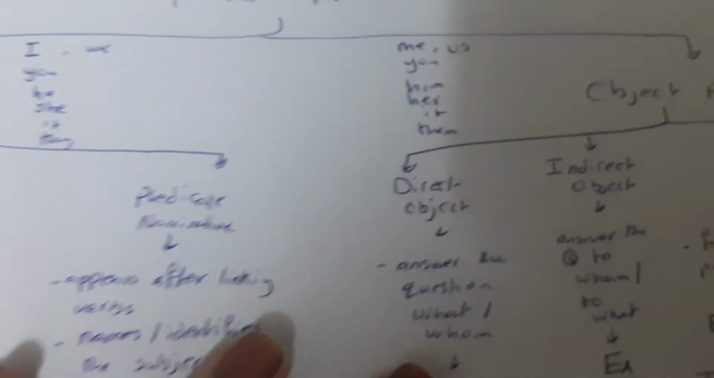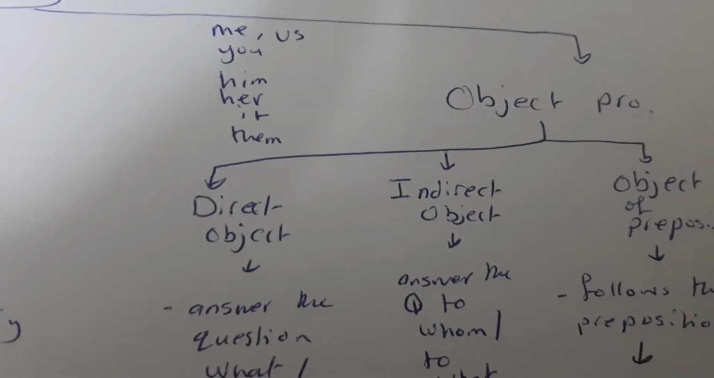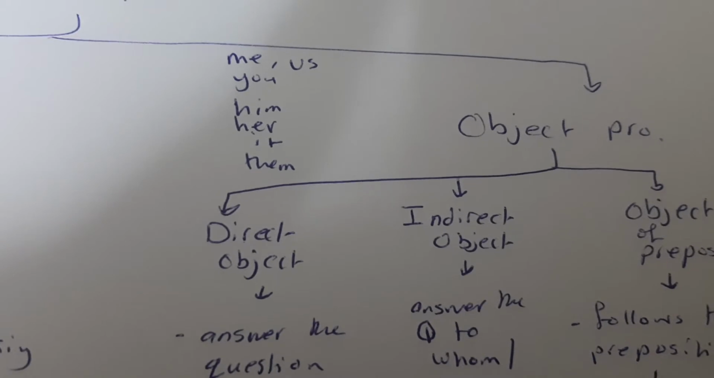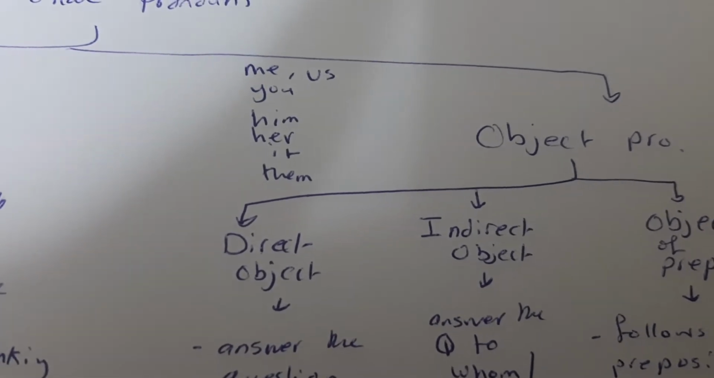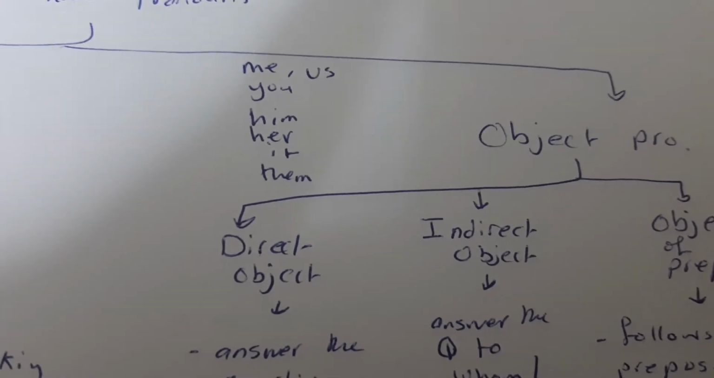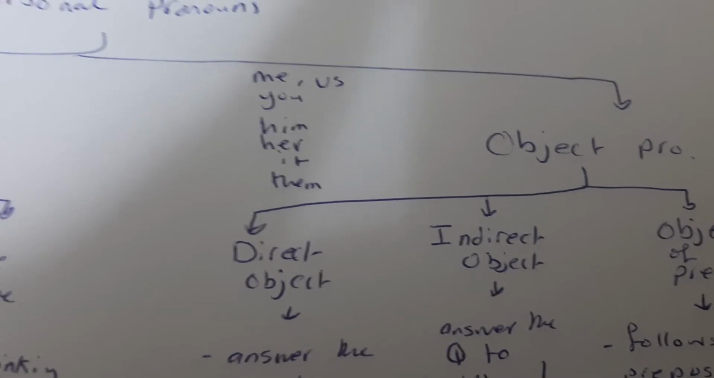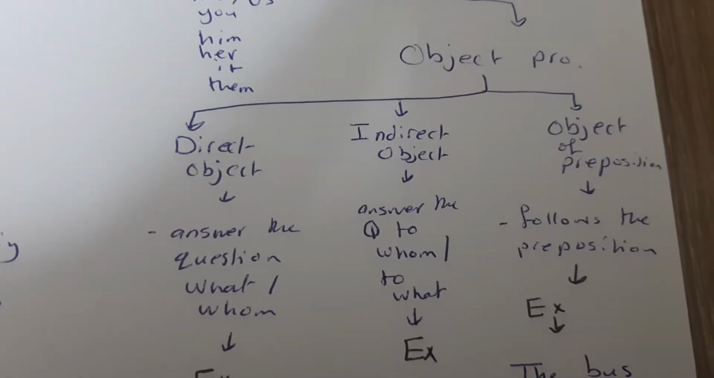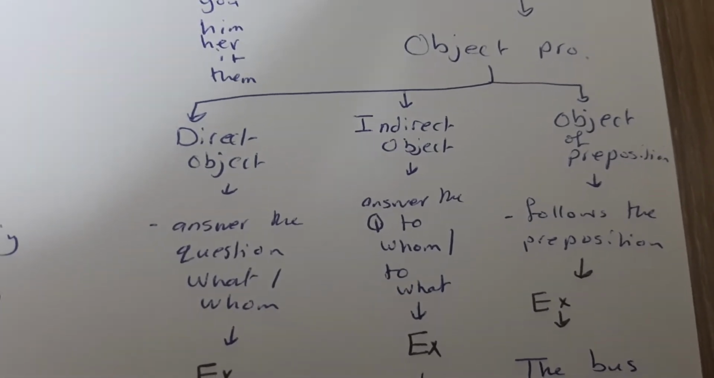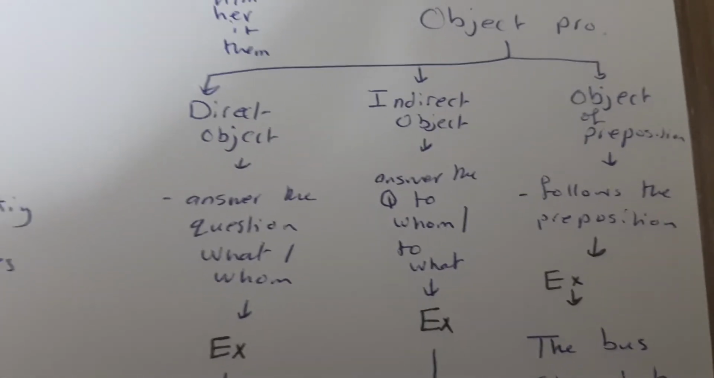Now, the object pronouns like me, us, you, also put them in a sentence. Give me, give us, give you, give him, give her, give it, give them. Okay? This is how we can remember the object pronouns. Now, object pronouns can be used as direct objects, indirect objects, and objects of prepositions.